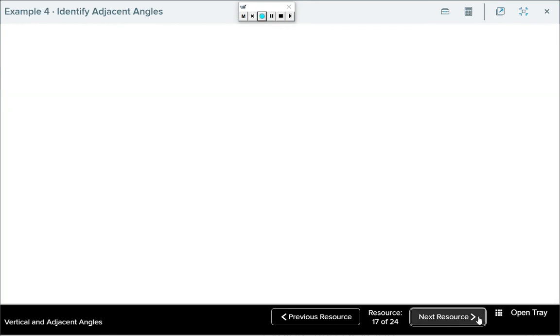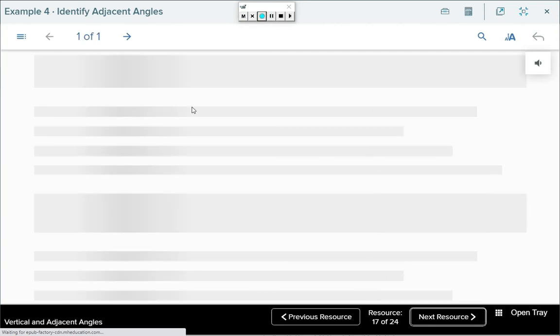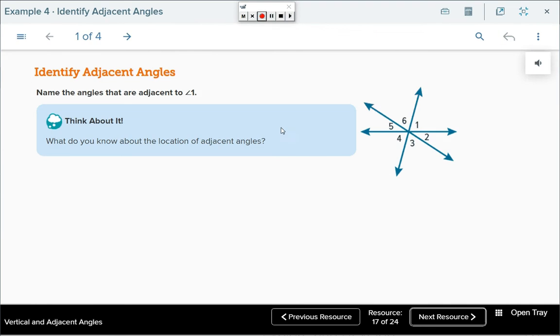Adjacent angles are two angles that form a straight line. In this case, they're forming a straight line. So the two angles together, or 3 in this case, would equal 180. What are the angles that are adjacent to 1? 6 and 2. What is angle 4? Vertical. Good. Angle 4 is vertical to angle 1. The ones that are adjacent are 6 and 2 because they share these sides, right?